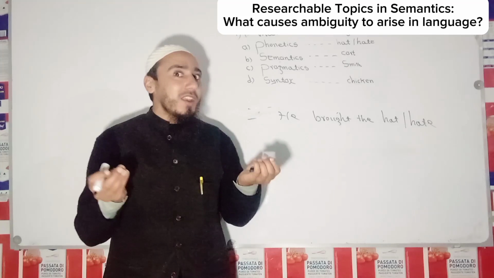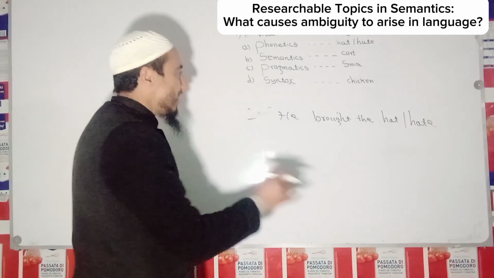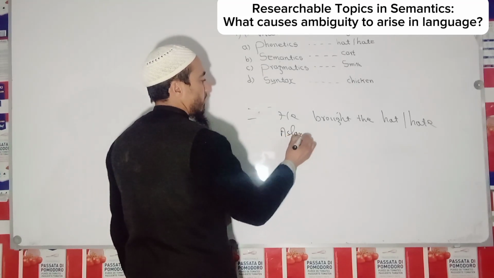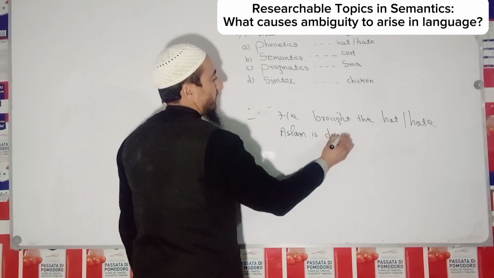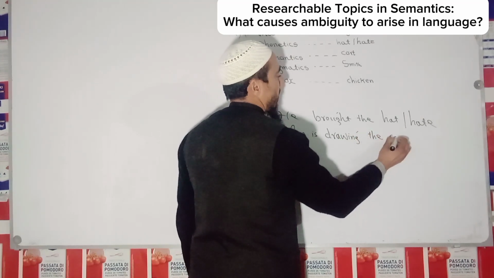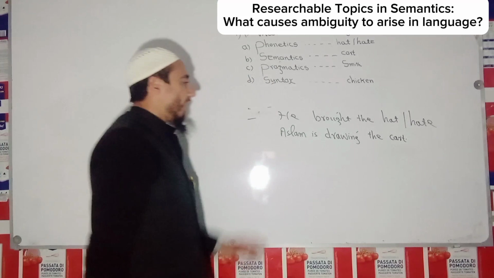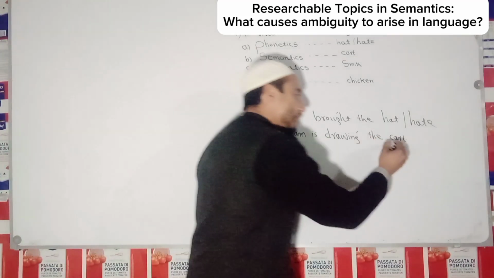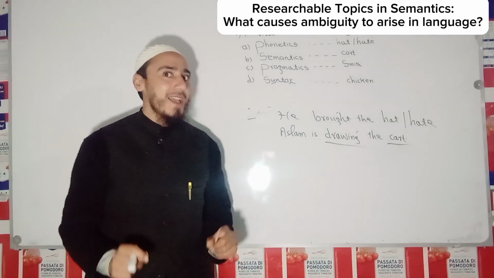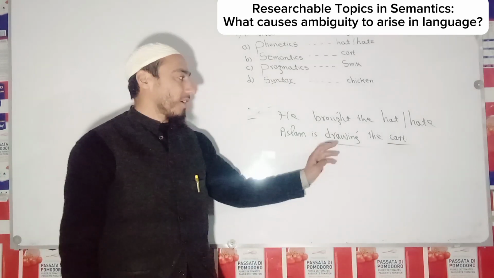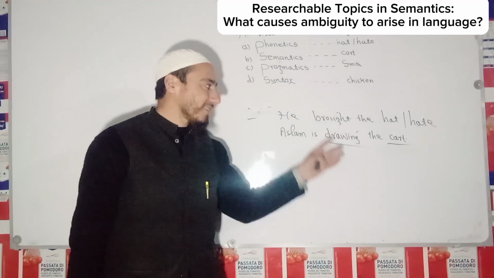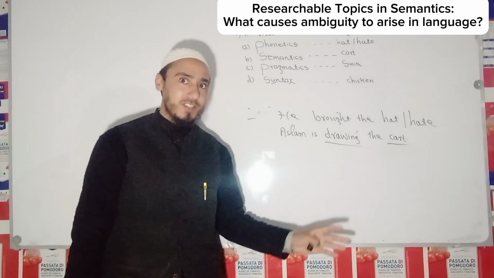For example, there are so many examples. I'm just going to provide one example. Take this example. If I say Aslam is drawing the cart. Now, listeners, you see here, drawing. This word drawing has two meanings. This word is polysemous. So due to multiple meanings or two meanings, this sentence has ambiguity.